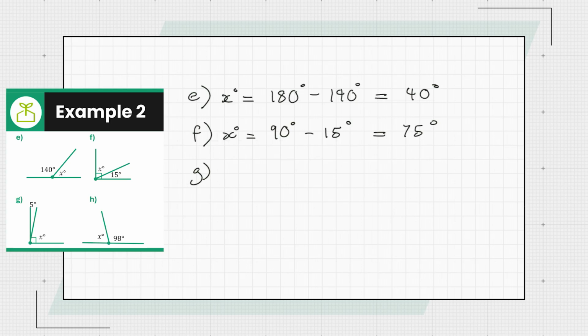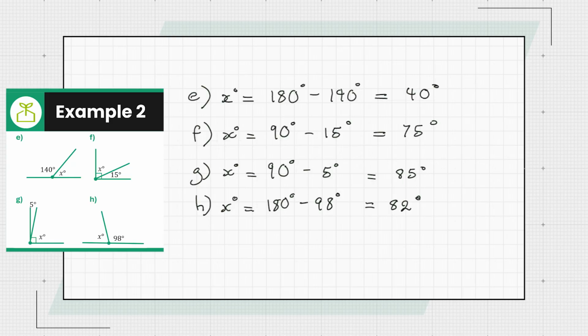For G, we have x degrees is also going to be 90 degrees minus 5 degrees, and that's going to be 85 degrees. And finally for H, we have two angles on a straight line, so we know that x degrees is going to be 180 degrees minus 98 degrees, which is going to be equal to 82 degrees.